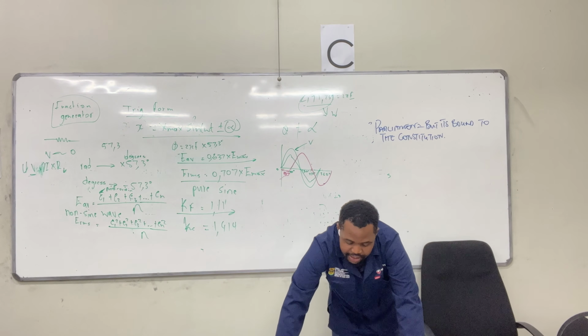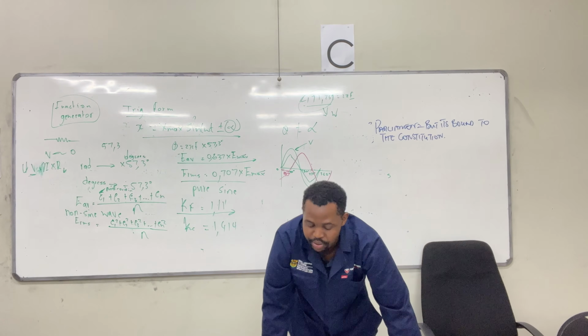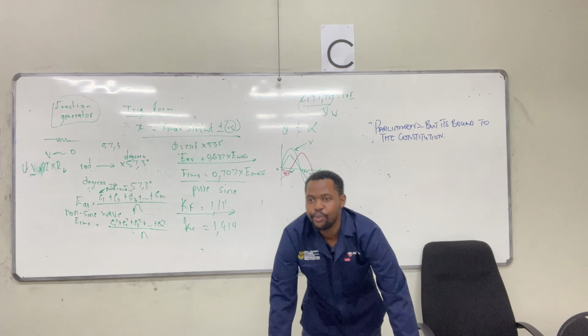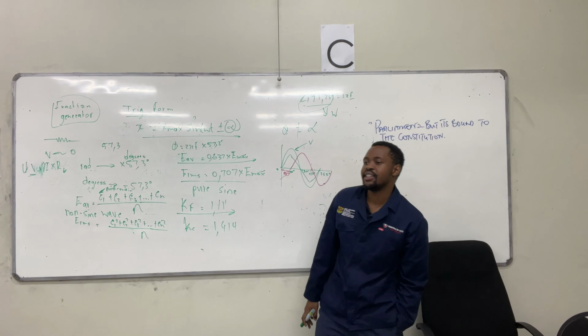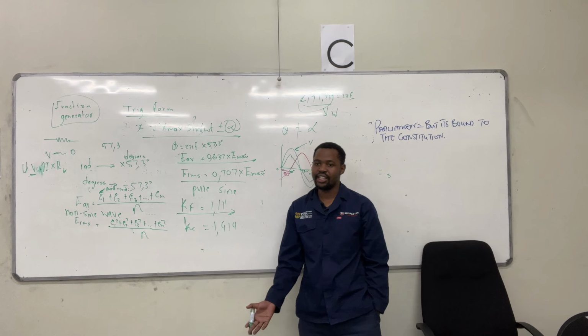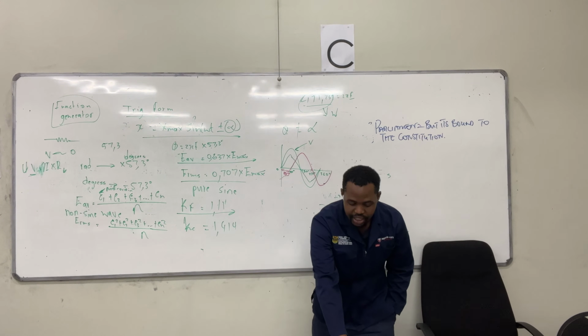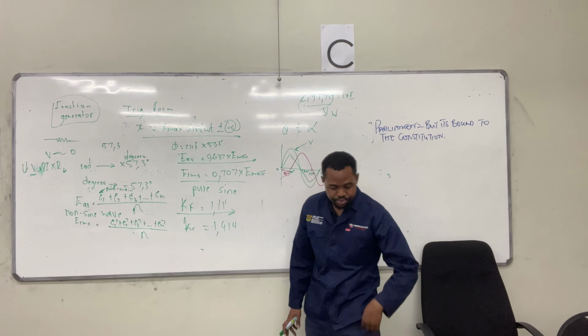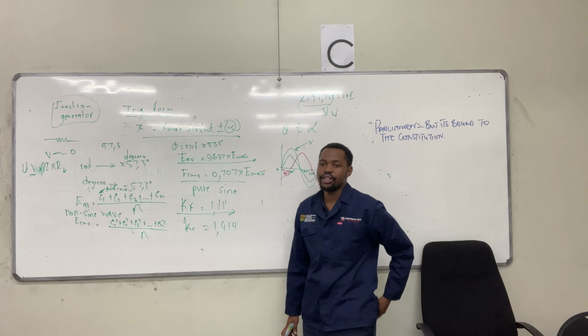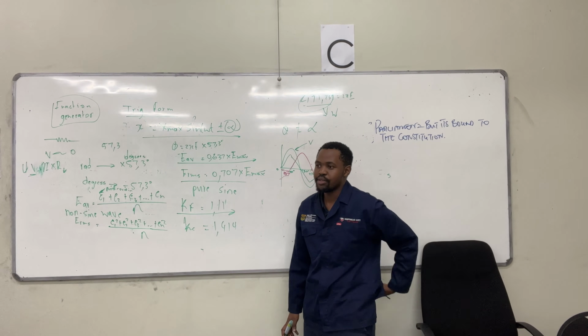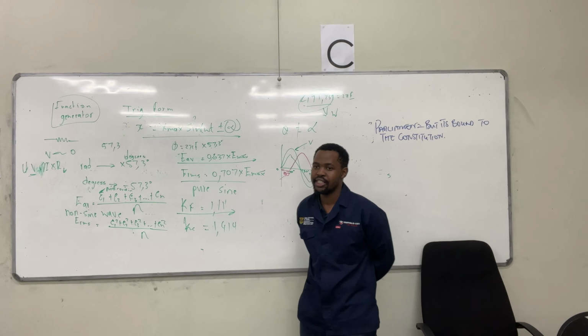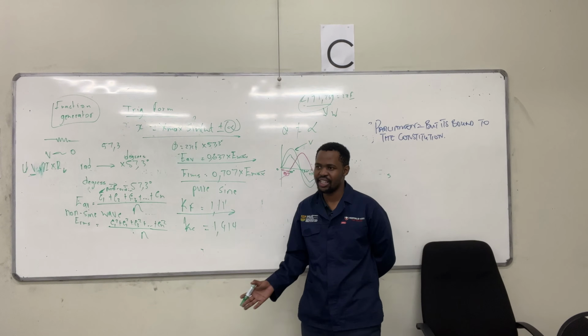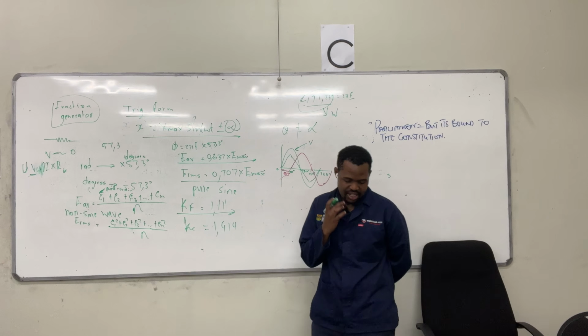Yes, it is the effective value, the RMS value. The RMS value of your pure sine wave is 0,707 times Imax. You look at the standard formula. Imax is 24,8, then times 0,707. Straightforward, no? Okay.